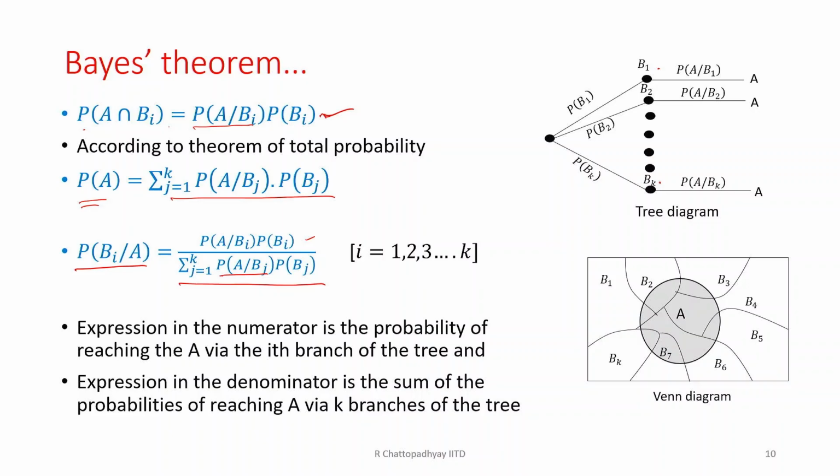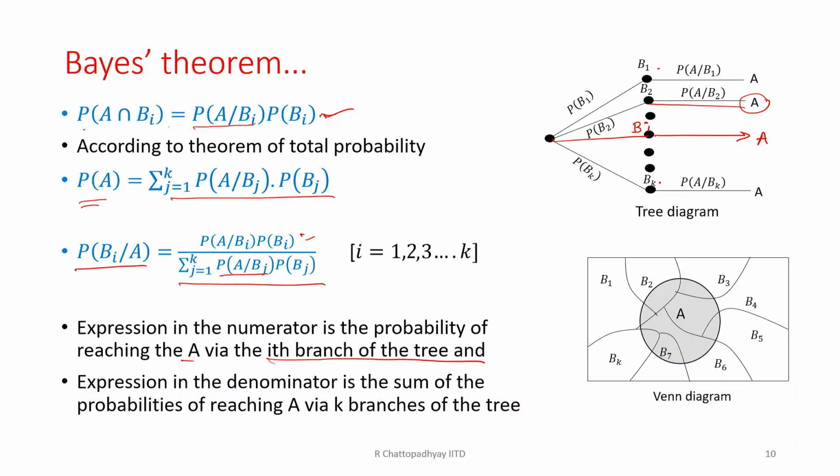So the expression in the numerator is the probability of reaching A via the ith branch of the tree, because we are interested to know, given that A has happened, what is the probability that it is coming from the factory Bi. So this may be, let us say, A, and this is my factory Bi, where i can vary from 1 to k. I am interested to know this. So the numerator is representing the probability of reaching A via the ith branch of the tree, and this is my ith branch.